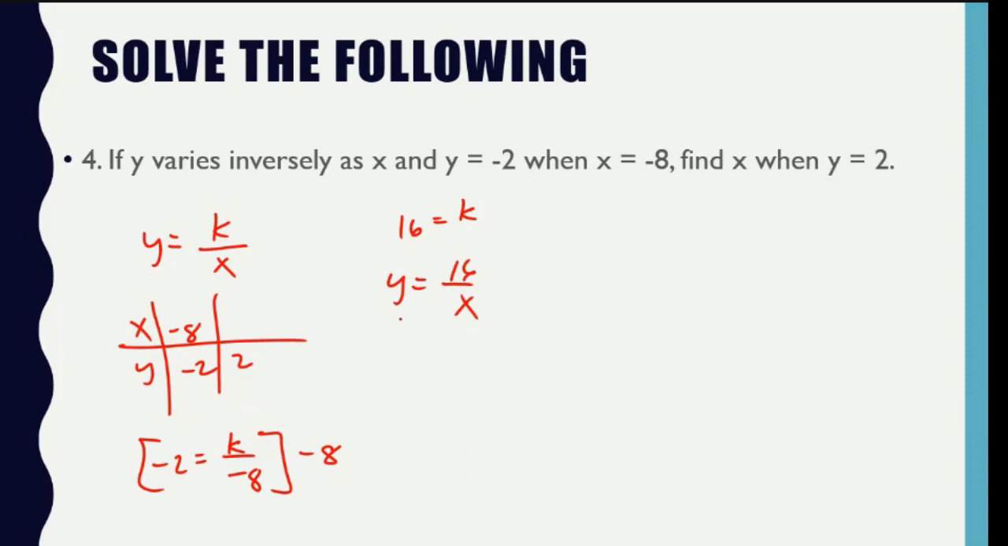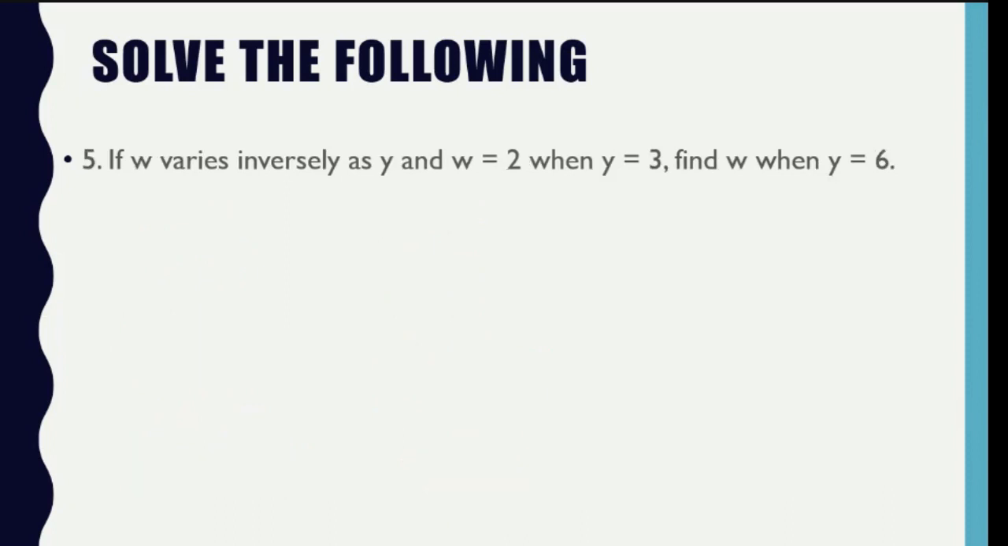So we will solve for x when y is 2. I will just substitute 2 for y. So you will have 2 is equal to 16 over x. Cross multiply, multiplying both sides by x. So you will have 2x is equal to 16. Divide both sides by 2. X is equal to 8. So therefore, x is equal to 8 when y is 2.